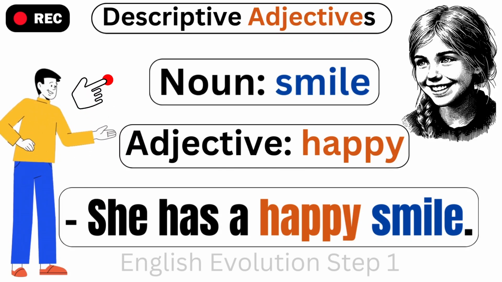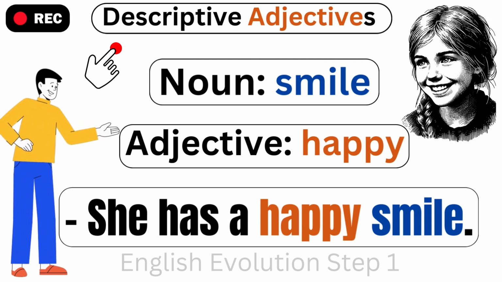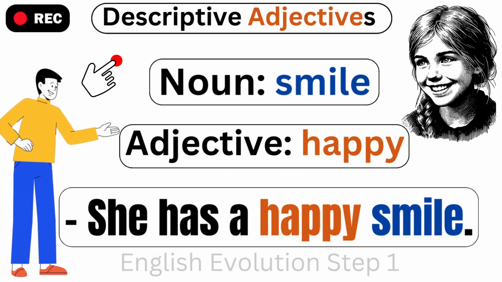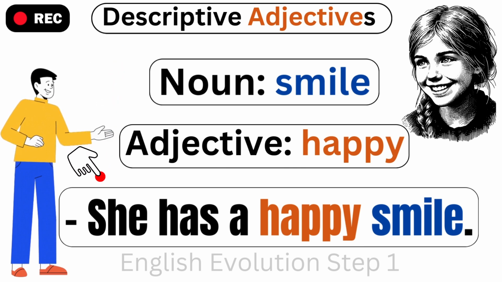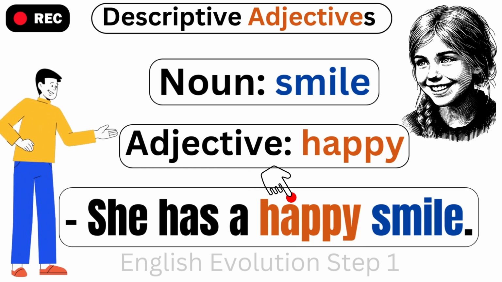Today, we're going to learn about descriptive adjectives. Descriptive adjectives are words that describe nouns, giving us more information about them. Let's dive in. Using descriptive adjectives in sentences is quite simple. Here's a step-by-step guide to help you.